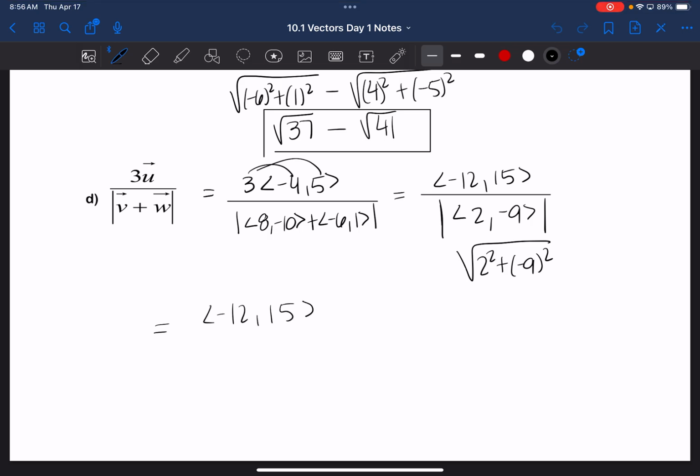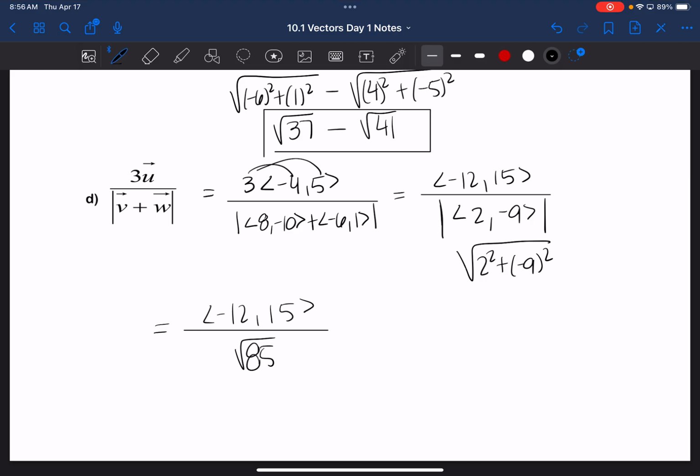So I'm leaving the top alone. But in the bottom, that 2 squared is 4, and negative 9 squared is 81. So what would that give us? Square root of 85. All right. So we simplified what they asked for.